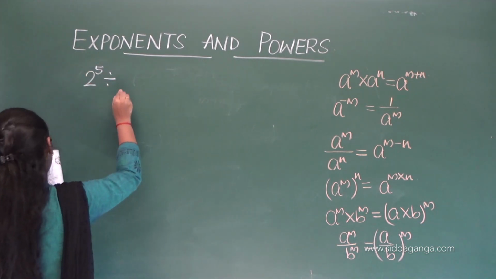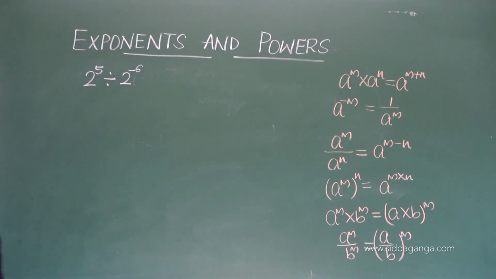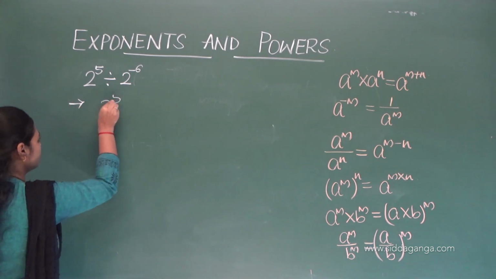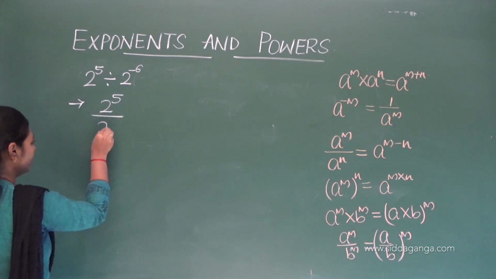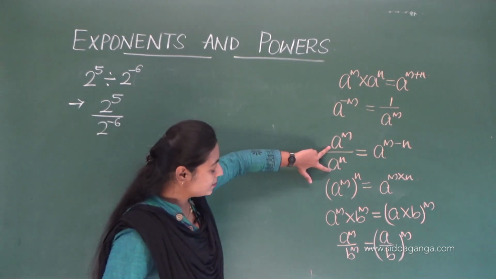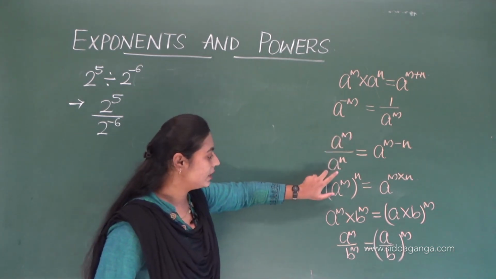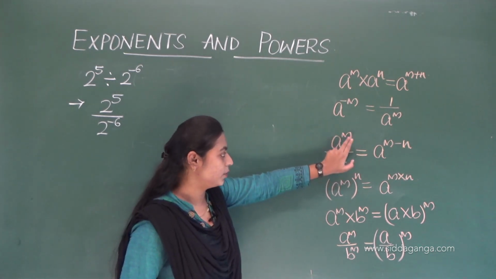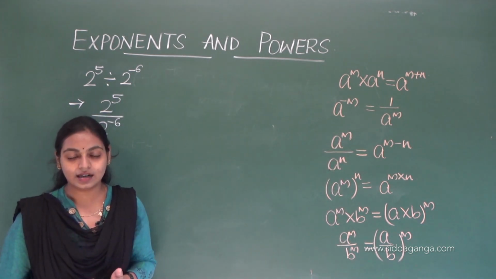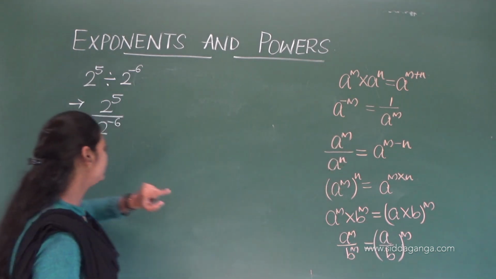2 to the power of 5 divided by 2 raised to the power of -6. So you can write this as 2 raised to the power of 5 divided by 2 raised to the power of -6. The bases are similar and it is a division condition, so a to the power of m divided by a to the power of n is equal to a to the power of m minus n. When the bases are the same and it is division, you can subtract the two exponents, that is m minus n.